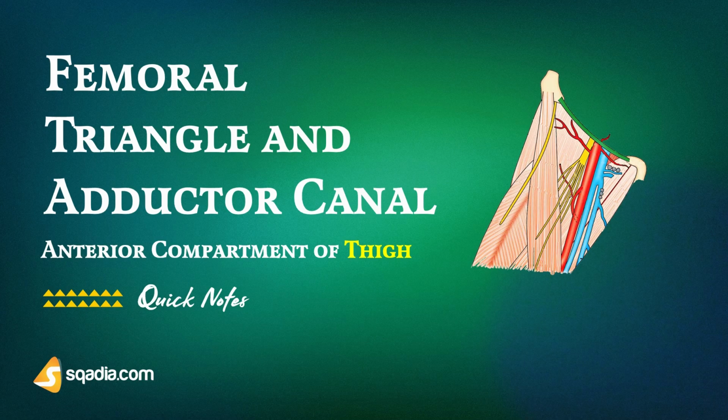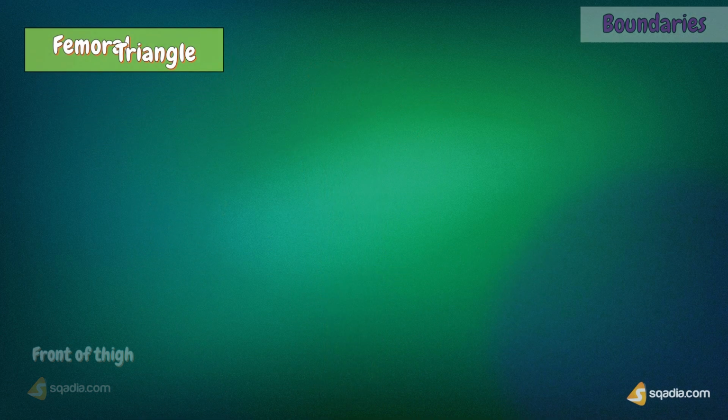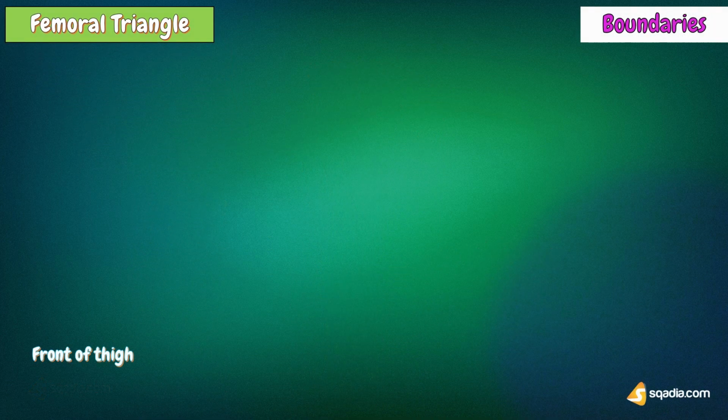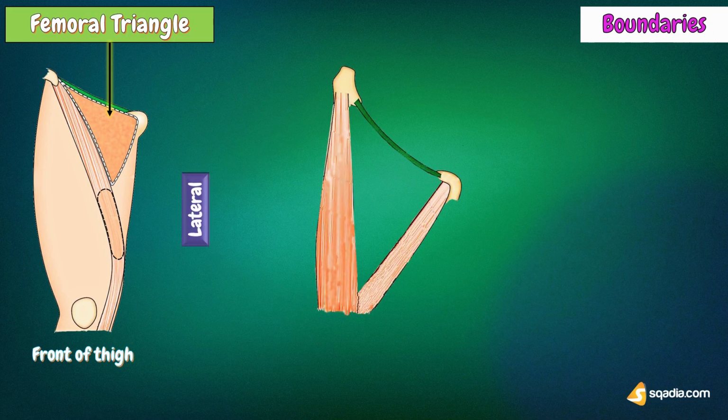Let's begin our discussion by studying the structural boundaries of the femoral triangle. Femoral triangle is a triangular depression on the front of the upper one-third of the thigh immediately below the inguinal ligament. As for its boundaries, the femoral triangle is bounded laterally by the medial border of sartorius and medially by the medial border of the adductor longus muscle.